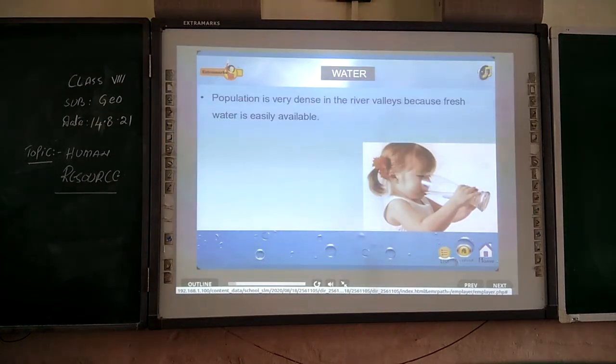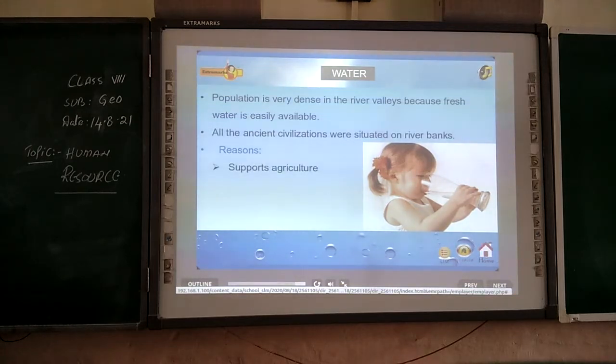Water. Population is very dense in river valleys because fresh water is easily available. All the ancient civilizations were situated on river banks. Reasons: supports agriculture, base for industries, useful in daily life.